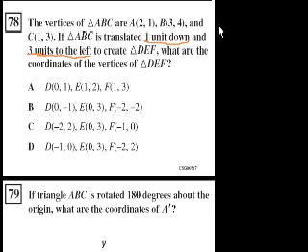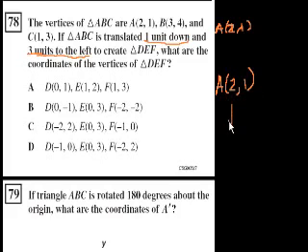So let's see. A is 2, 1, and that's going to be translated to point D. 1 unit down means the y decreases by 1, so the y coordinate becomes 0. And 3 units to the left means you decrease the x coordinate by 3. So 2 minus 3 is negative 1. Actually, just looking at the choices, we're already done. D is the only choice that had a negative 1, 0.